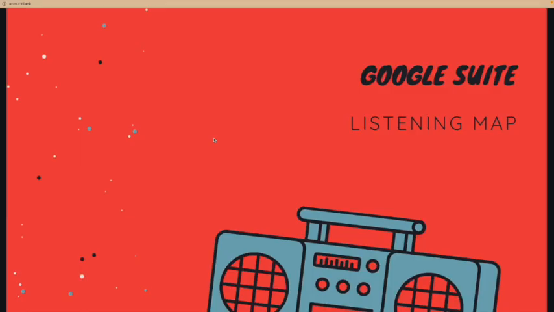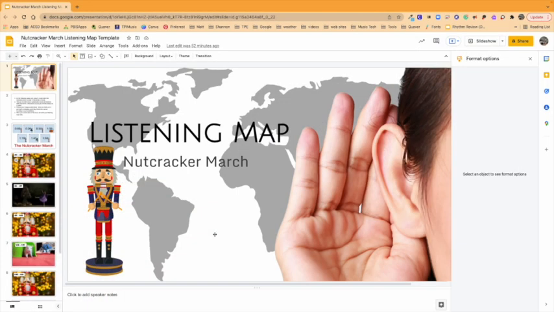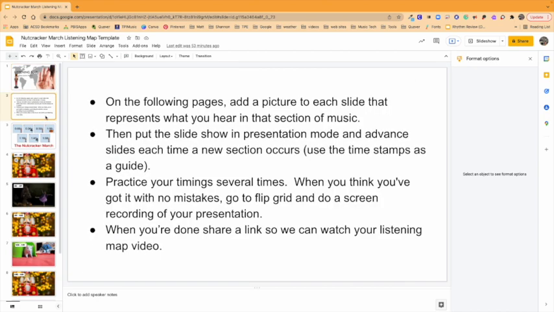Next up, I want to share how I use Google Suite to have kids make listening maps of famous compositions. The standard covered in this is identifying and responding to simple music forms. They're going to outline the form of a famous piece of music using a slideshow timed to the music. So to start this lesson off, I start out by giving them directions for what they're going to do.